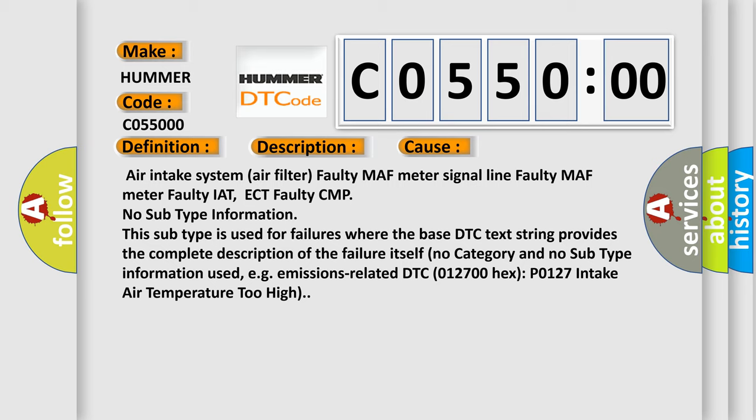No subtype information. This subtype is used for failure where the base DTC text string provides the complete description of the failure itself. No category and no subtype information used, e.g. emissions related. DTC 012700 hex P0127 intake air temperature too high.